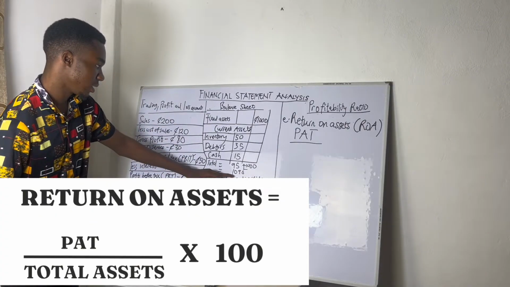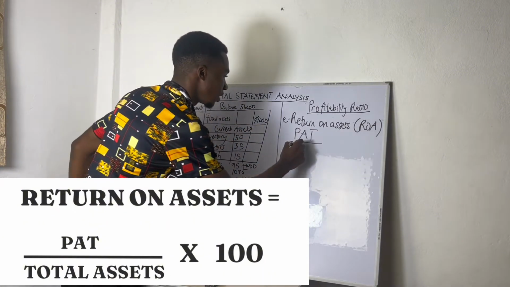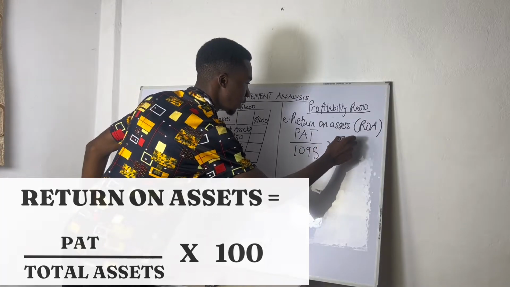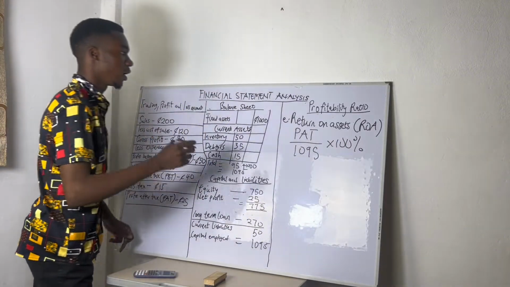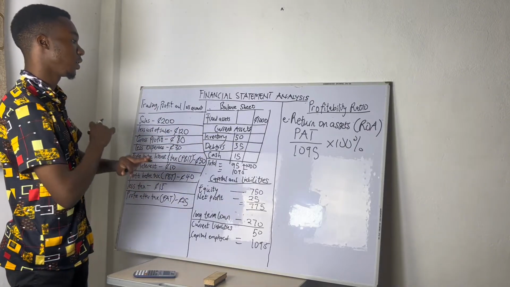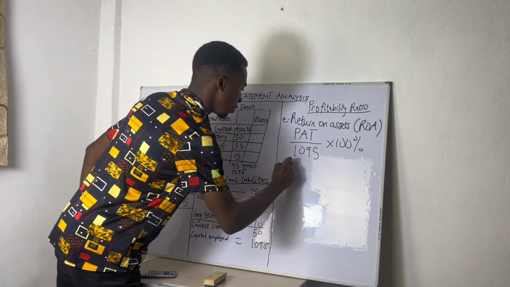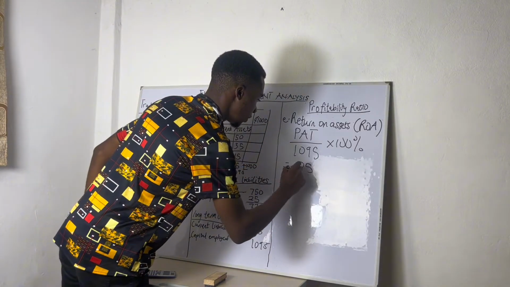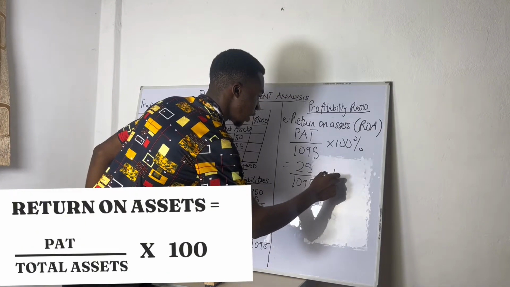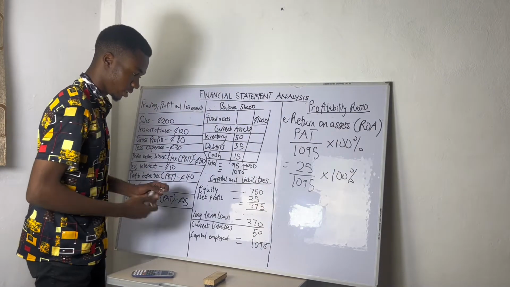And the total asset is 1,095, when you add the fixed asset and the current asset, times 100%. Now, what is PAT, the profit after tax? That's the final profit. You've subtracted all the expenses, and we have 25. So 25 over 1,095 times 100%. Let's do it on the calculator and see what you are getting.